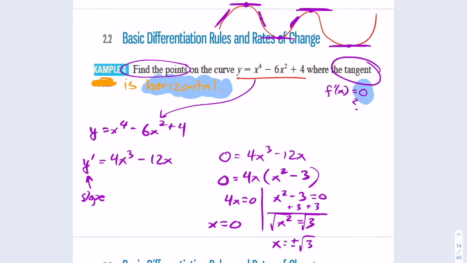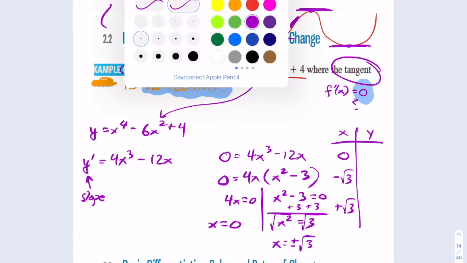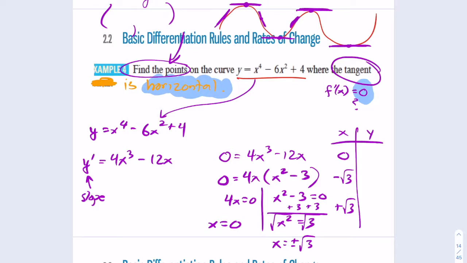Okay, what do these represent, right? These represent all the x coordinates. So I know that this is where the tangent is going to be horizontal at 0, at negative radical 3, and at positive radical 3. But they're looking for points. So a point consists of an x and a y. So what you have to do here, it's a little bit of a plug and chug. You're going to take x and you're going to plug it into the original function. Okay, 0 is easy to plug in. You just get 4.